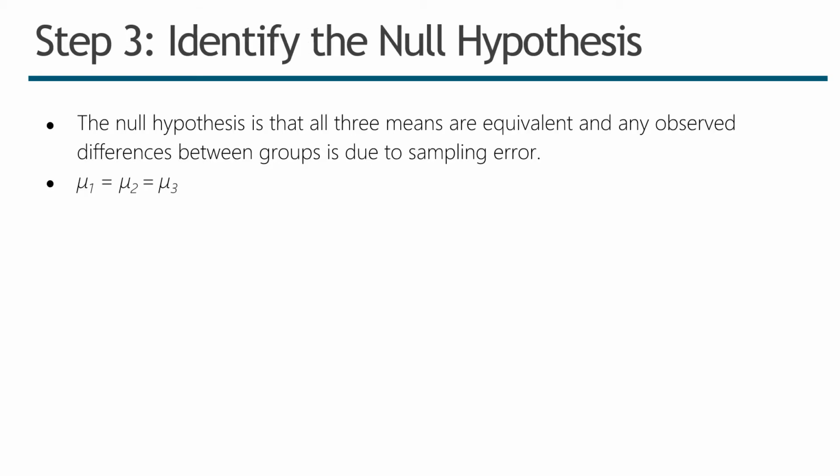Our next step is to identify the null hypothesis. So for the one-way independent measures ANOVA, our null hypothesis is always that all the means in the study are equivalent. So any difference we're observing between groups is due to sampling error. In this case, we have three different means, and so our null hypothesis is that the three population means are all equivalent to each other.